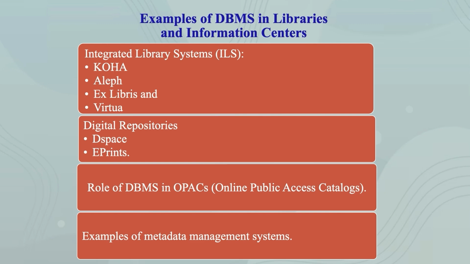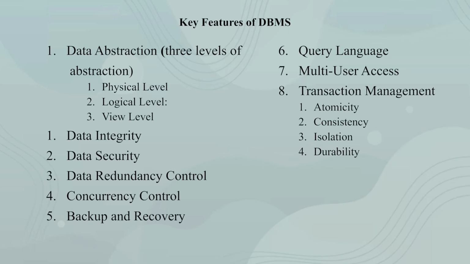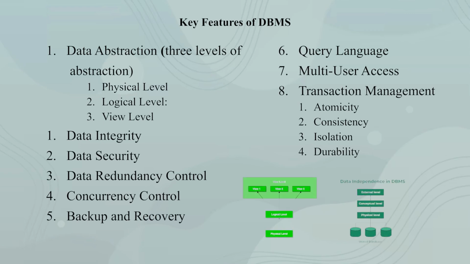So the library is a metadata management system, and a key feature of the DBMS is data abstraction. It hides the complexities of data storage and management from the users. It provides three levels of abstraction: the physical level, the logical level, and the view level. What is the physical level? It is how the data is stored physically on the storage devices. Logical level is how data is organized and related within the data set. And view level is how data is presented to the end users.